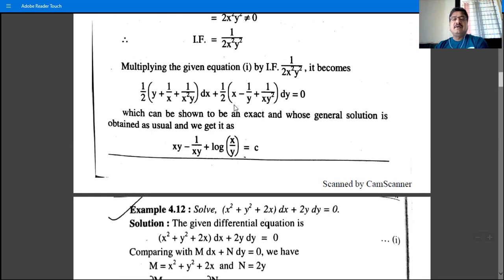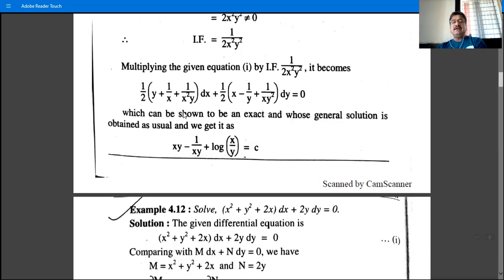Okay, and this is the exact differential equation which can be shown to be exact. So no need to show that this is the exact differential equation. Now this is M and this is N, and if you find del M by del y and del N by del x, then both are the same. And whose general solution is what?